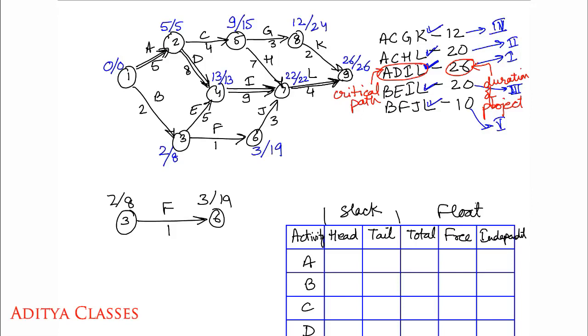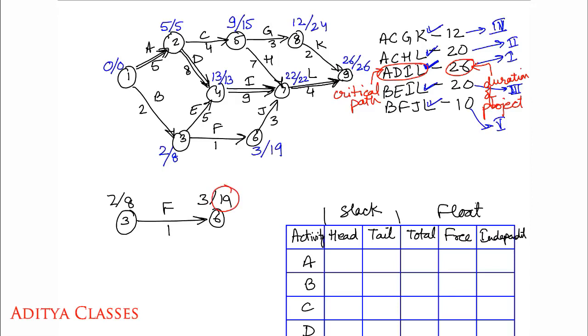So if we look from the perspective of only activity F, this is the head of this activity. This is the head of this activity. Why? Because we have an arrow over here. This is the tail of this activity. So whatever difference in durations you have over here, that is our head slack. What are the differences that we have over here?